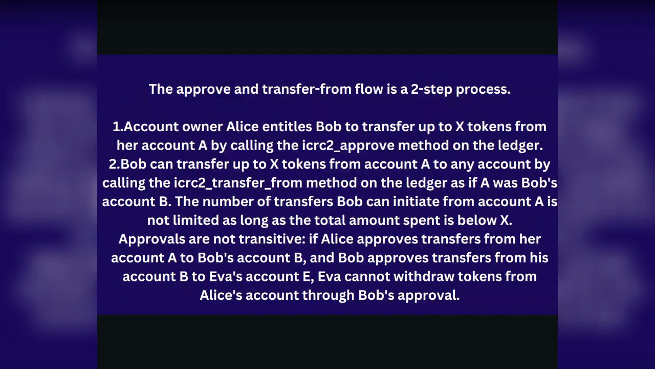So approvals are not transitive. If Alice approves transfers from account A to Bob's account B, and Bob approves transfers from his account B to Eva's account, now there's a third party called Eva. Eva cannot withdraw tokens from Alice's account through Bob's approval. That's why canister smart contracts are powerful: someone cannot do something on your behalf. On the blockchain side, no one can release particular tokens without your approval and act as a third party.